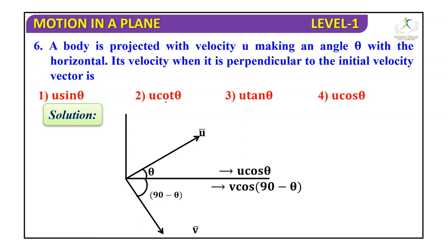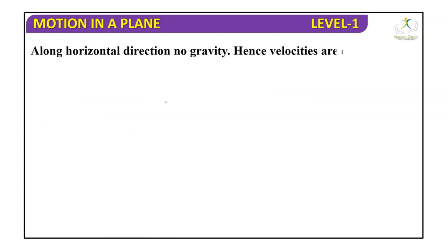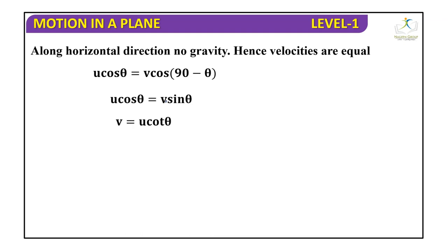u cos theta of the velocity, and v cos (90 minus theta) is the second velocity component. Along the horizontal direction there is no gravity, hence the velocities are equal. So u cos theta is equal to v cos (90 minus theta). From here we can say that v is equal to u cot theta, which is option 2.